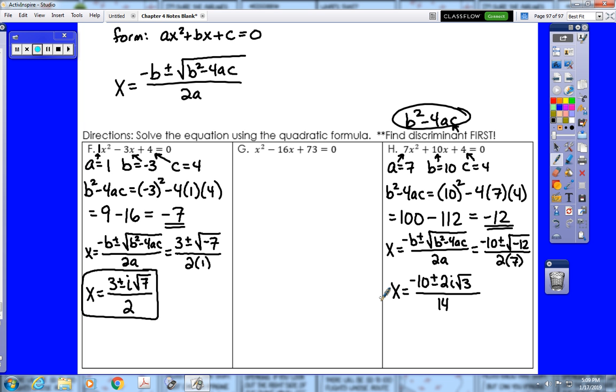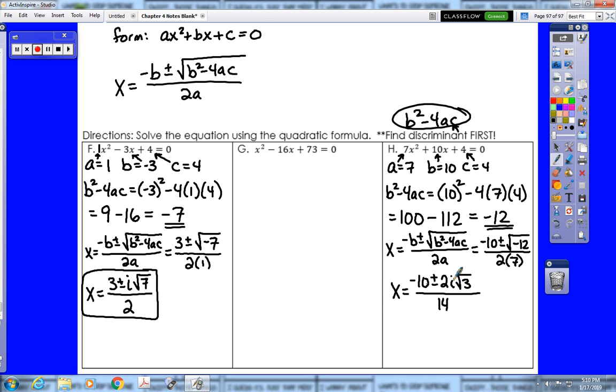Now we might be done here, but we might not be done here. If we look at this answer, you'll notice that the three coefficients, negative 10, positive 2, and 14, are all divisible by 2. So it is expected that you will realize that that is a fraction that can be reduced, and that you will divide those three coefficients by 2. So your final answer should be negative 5 plus or minus i root 3 over 7. Pause the video, try example G.